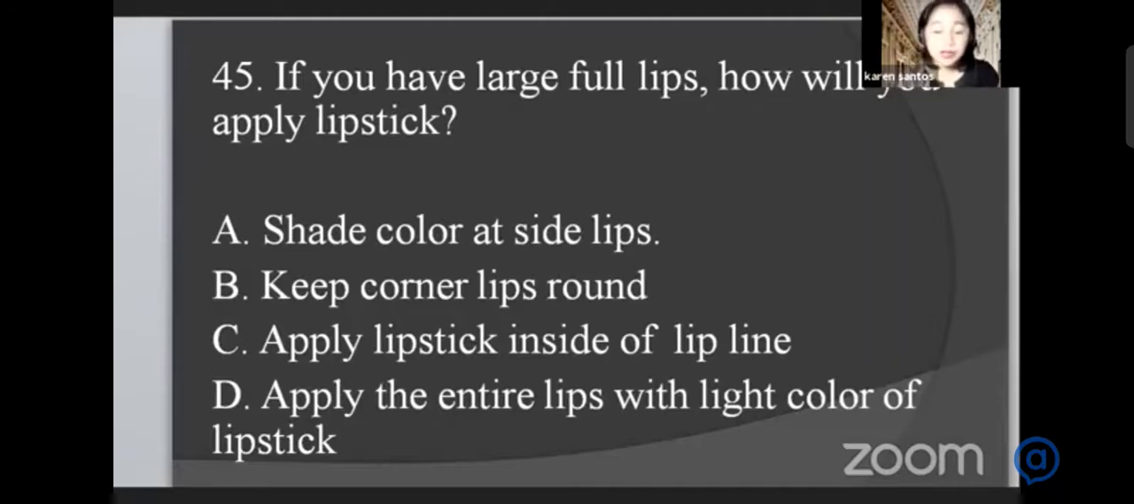So for our next question, if you have larger, full lips, how will you apply lipstick? A. Shade color at side lips. B. Keep corner lips around. C. Apply lipstick inside of lip line. D. Apply the entire lips with light color of lipstick. Again, if you have full lips, how will you apply lipstick?